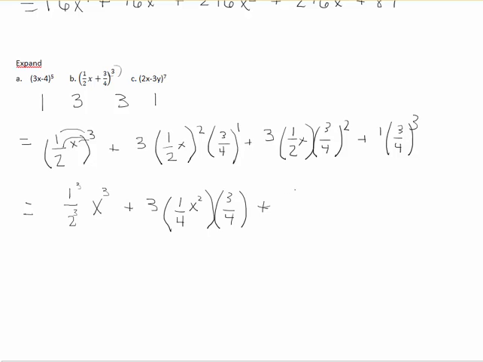So I'll multiply that 3 in actually right now. 3 times 1 is 3 over 2 x, and I have to square the 3, which is 9, and square the 4, which is 16. 3 cubed is 27, and 4 cubed is 64. So what we have is x cubed over 8. 2 cubed equals 8.